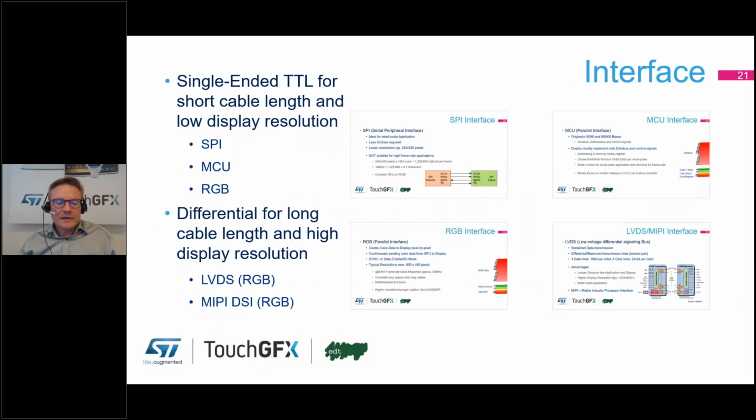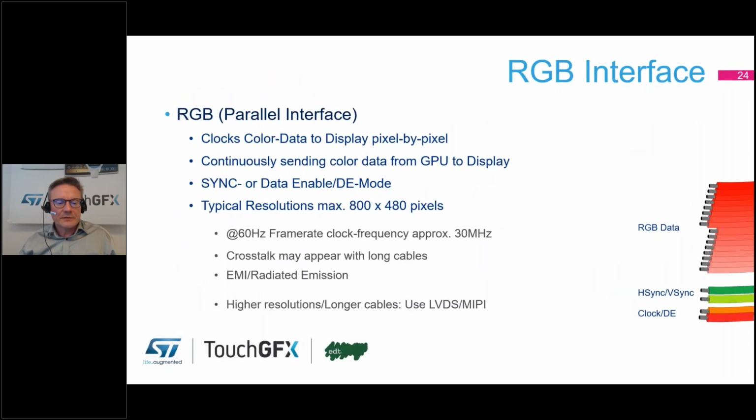The RGB is very basic. You basically have a frame clock. There are two ways of running an RGB signal. One is the sync mode and the other one is the DE mode.